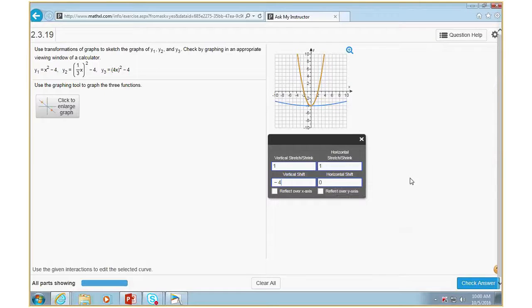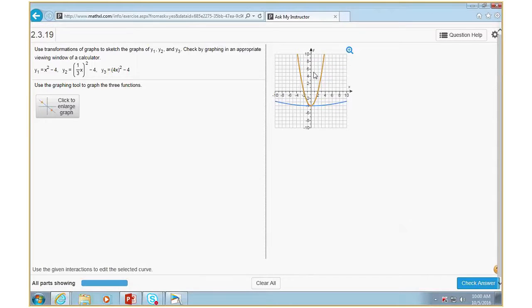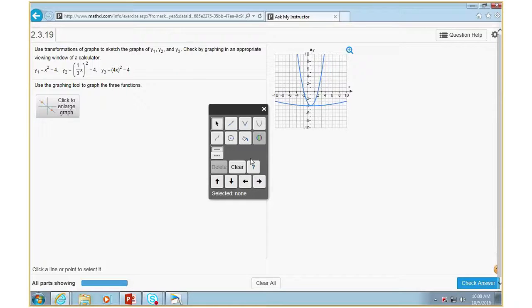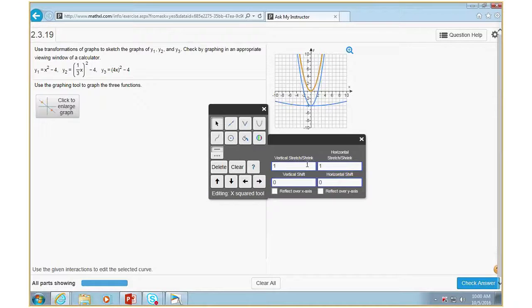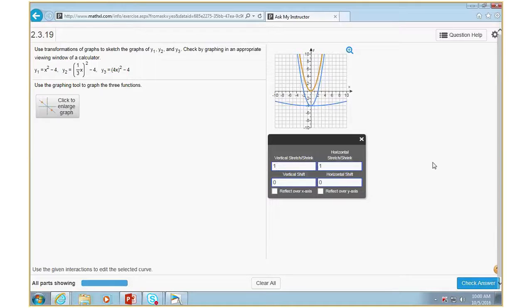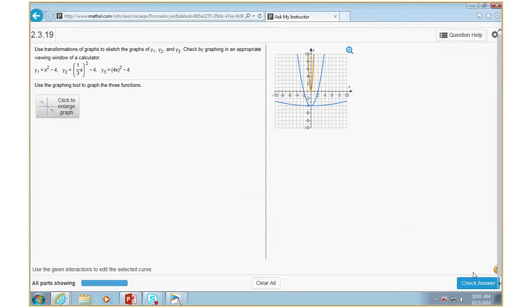All right, now do I do the next one? I did the next one. That's that one. And then the next one, 4x. What does that turn into? 4 times 4 is what? So what does 16 do to it? Makes it really skinny, which means it's a vertical stretch of 16. And that should be your answers.